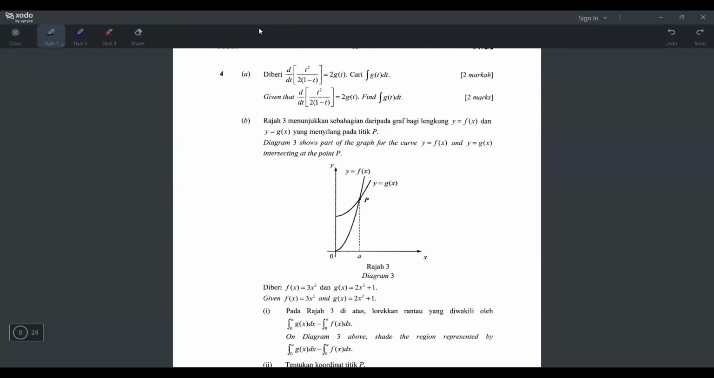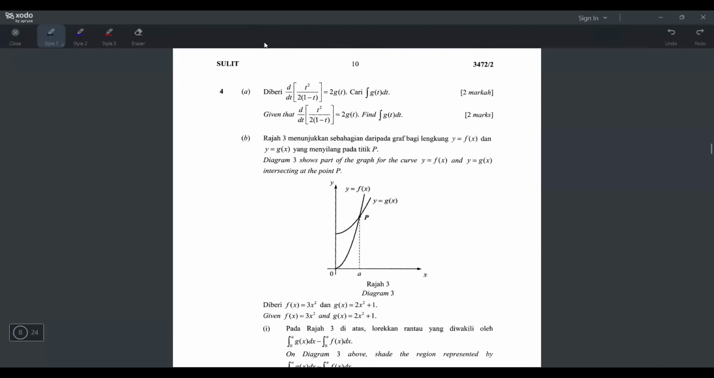Okay, let's continue. Number 4. This is a differentiation plus integration question, from 5 chapters. Chapter 2, chapter 3. Okay, let's read. Given that d/dt of t squared over 2(1 minus t) equals 2g(t), find the integral of g(t). Okay, this type of question, they will tell you differentiate something equals to something, and then want you to find the integral of something, right? Okay, when you find the integral of g(t), confirm you will look at this when you do it, right?